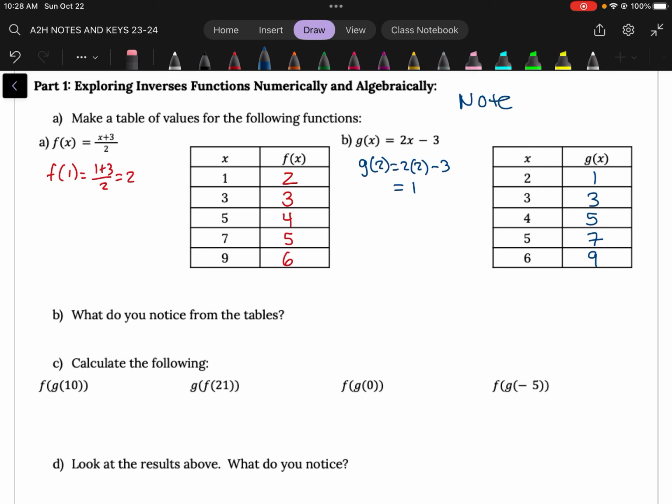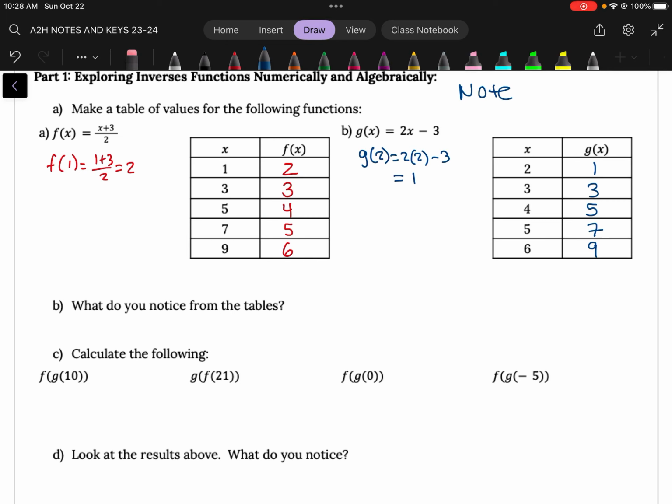But hopefully we notice something from these tables. So take a look. What do you notice? Hopefully you're seeing that the point (1, 2) is on f of x and the point (2, 1) is on g of x. And that happens all the way down for these values. So we're noticing that the x and y values are switched, x and f of x. So based on what we know, maybe these are inverses.